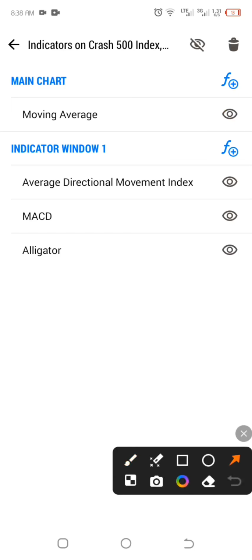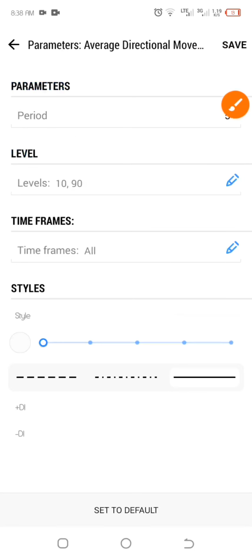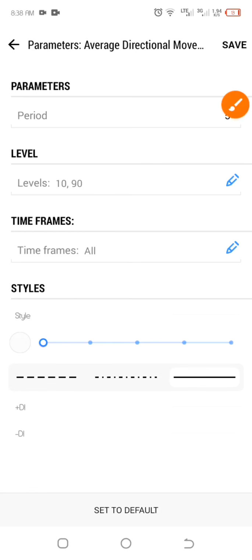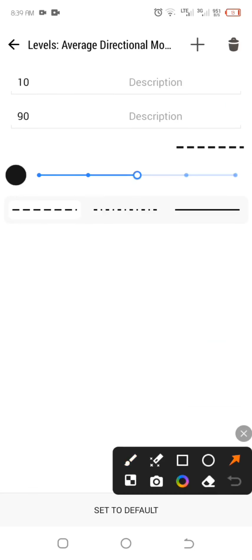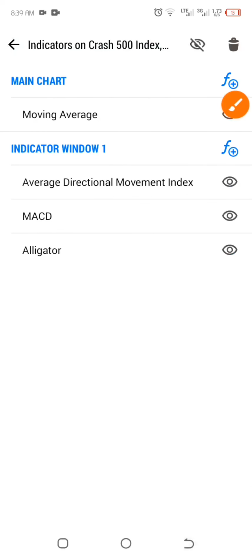Now for the next indicator, which is the ADX. You click on this main chart F plus, search for average directional movement index, and these are the parameters. The period is 5. Now all this style right here, we don't need it. What we need is the levels. We just need the 10 and 90 levels. Of course, use any color of your choice, then go back and click on save. Then you have your ADX in the chart.